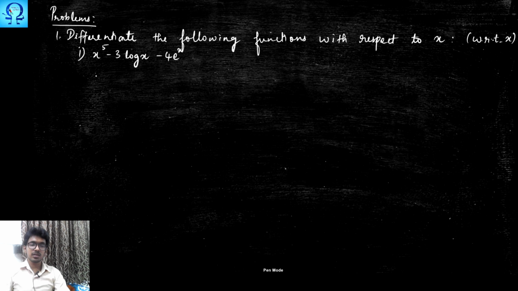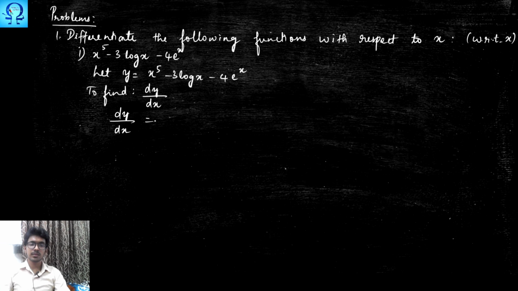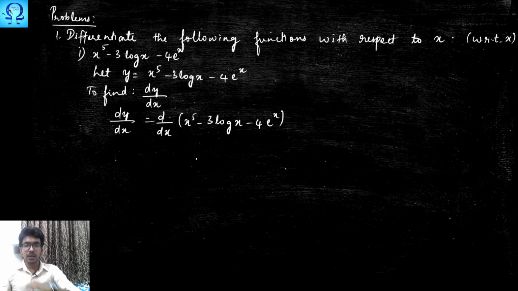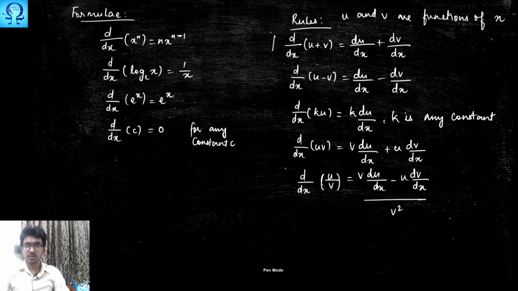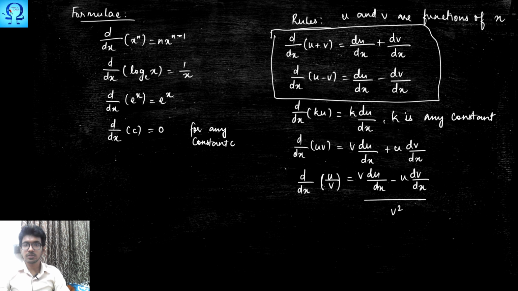Initially let us take y to be the given function, that is x power 5 minus 3 log x minus 4 e power x. We need to find dy upon dx. So dy upon dx is d upon dx of x power 5 minus 3 log x minus 4 e power x. Now we'll have to make use of the sum and difference rule, in the sense we'll have to make use of these two rules.